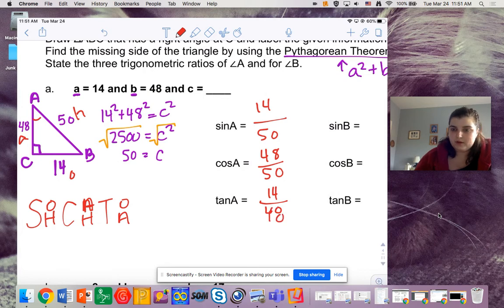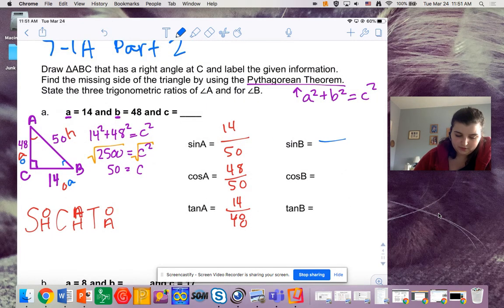Okay, remember above we talked about some of them being reciprocals of each other. So watch B for what things are going to be related. So now my opposite and adjacent switch. Okay, so sine of B, opposite over hypotenuse. Opposite is 48. Hypotenuse 50. Cosine, adjacent 14, hypotenuse 50. Tangent, opposite over adjacent. So that's the 48 over 14.